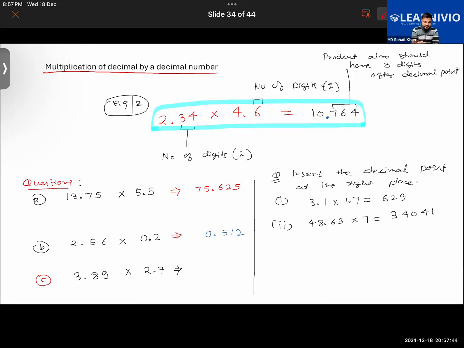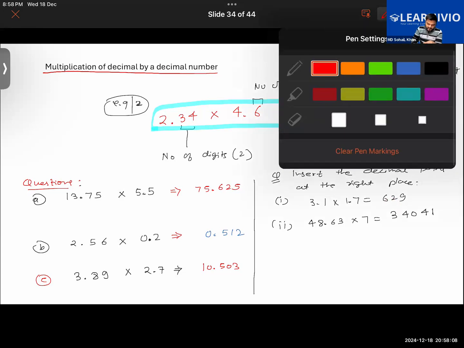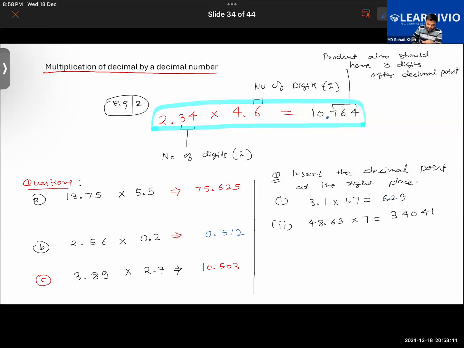Yes, Abhi. 10.503. Well done. That is correct. Okay. Now, in the next question, you have to insert the decimal point. I have written the product, but the decimal point is not mentioned here. So you have to tell me, between 6 and 2.